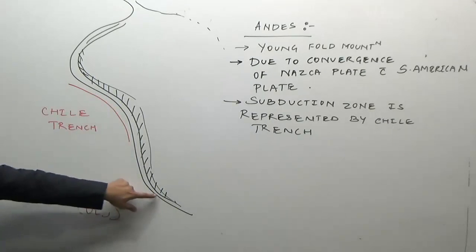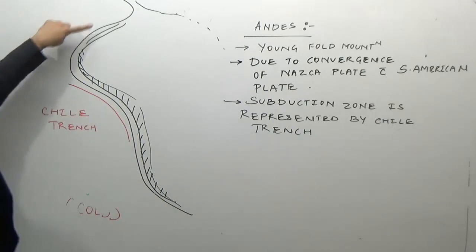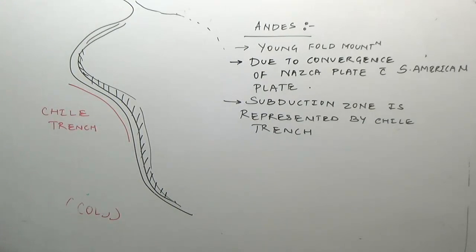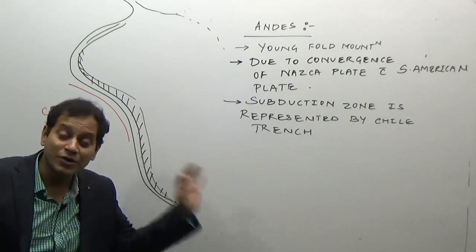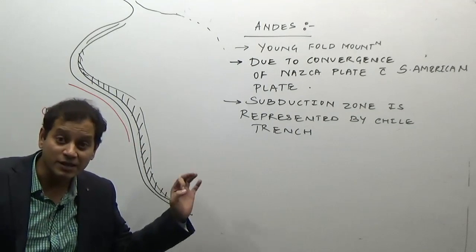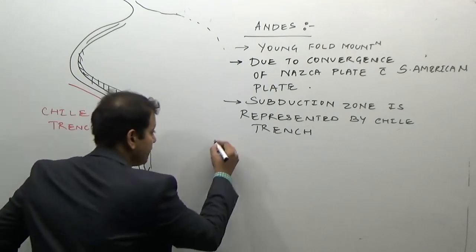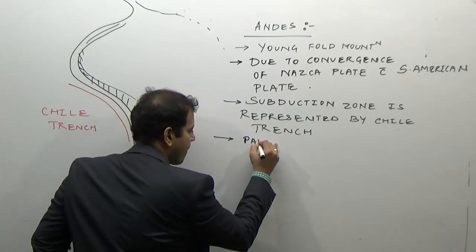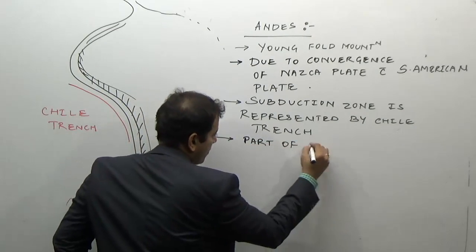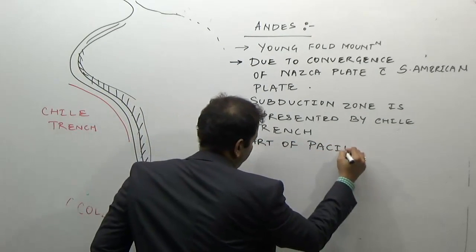Now, what is this part known as? This part, if we extend it to North America and then to entire Asia, what is this part known as? It is a part where earthquakes and volcanoes are most common. It is known as the Pacific Ring of Fire. The Andes are part of the Pacific Ring of Fire.